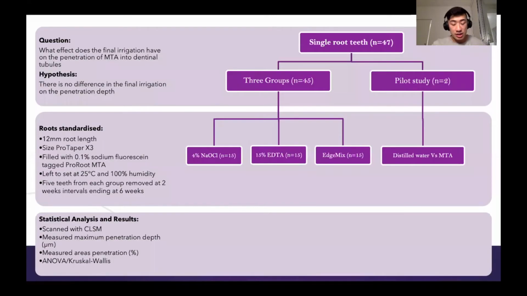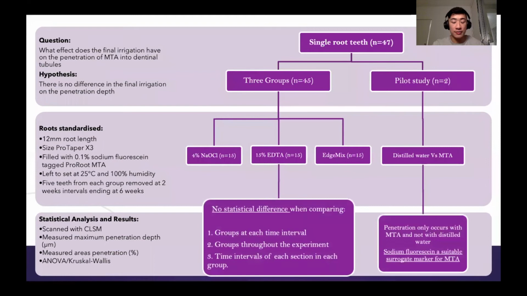We then used ANOVA and Kruskal-Wallis statistical analysis for the intergroup comparison and found that there was no difference between each group at each time interval, between each group throughout the experiment, so regardless of time as a variable, and between each time interval for each section from each group. So that means between each interval, specific time, 2 weeks, 4 weeks, 6 weeks, at the coronal, middle, and apical section for each group, there's no difference. None of them showed any difference.